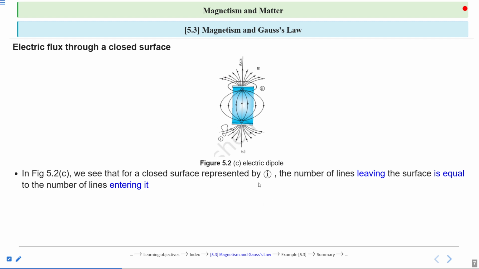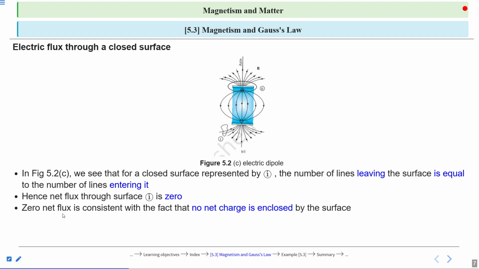So that is the closed surface represented by 1. The number of field lines entering this closed surface is equal to the number of field lines exiting it. The number of lines leaving the surface is equal to the number of lines entering it. So hence the net flux through surface 1: the number of lines entering means inward flux, and the number of lines exiting from that surface is outward flux. So inward flux is equal to outward flux. So the net flux through surface 1 is 0 here.